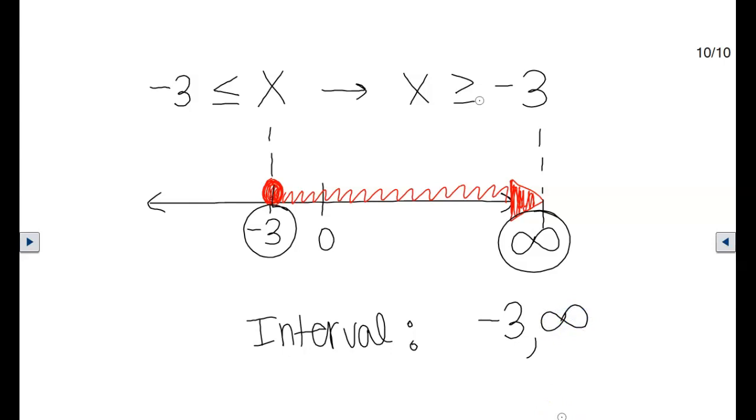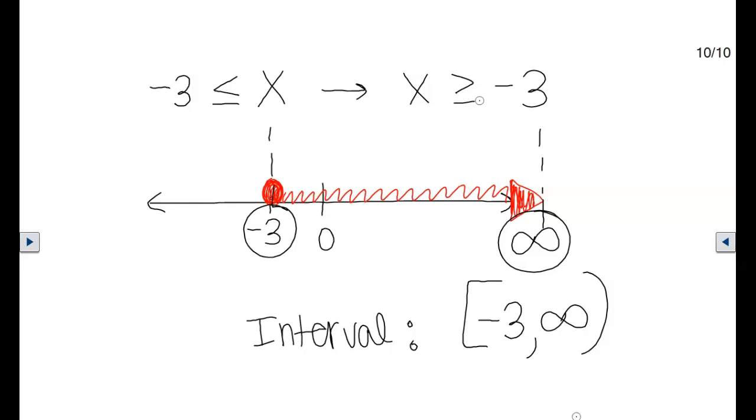Is -3 included? Can x be -3? And the answer is yes, so it gets a bracket. A bracket is like a closed circle. Can x be infinity? And the answer is no, because we don't know what infinity is. That's going to keep going, so we leave that open to let that keep going.